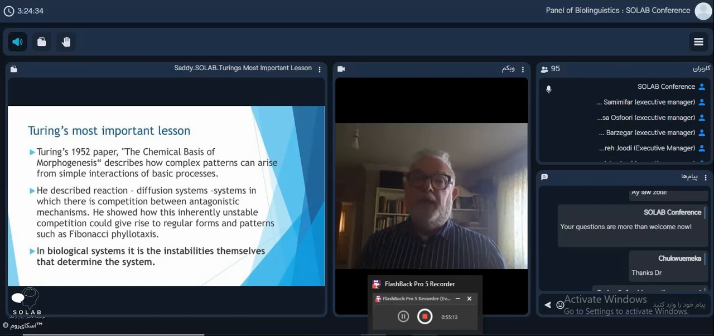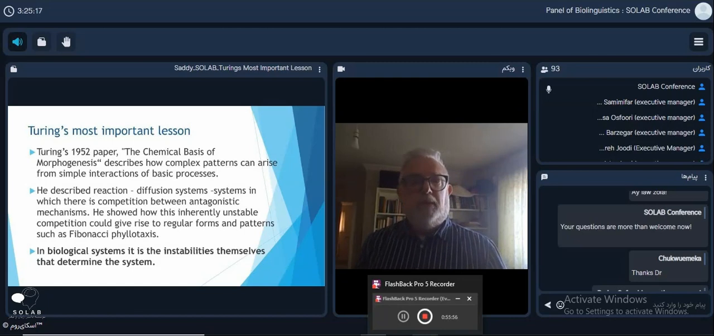Turing's 1952 paper, The Chemical Basis of Morphogenesis, describes how complex patterns can arise from simple interactions of basic processes. And this is a topic that everybody's kind of pointed to. He described reaction diffusion systems, so chemical systems, in which there's competition between antagonistic mechanisms. So this is a clash system. And he showed how this inherently unstable competition can give rise to regular forms and patterns, such as Fibonacci phyllotaxis, which is something that has been referred to a bit. I'm not going to really spend much time on it.